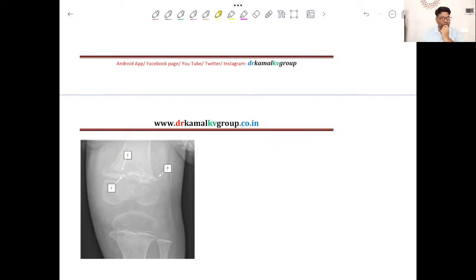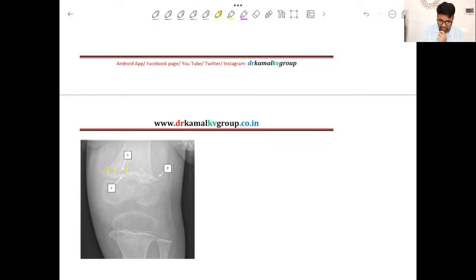Yes, I am waiting for your answer. Anyone? This X-ray suggests deficiency of which vitamin? Vrinder Pratap, absolutely right, gentlemen, absolutely right. This is vitamin C.